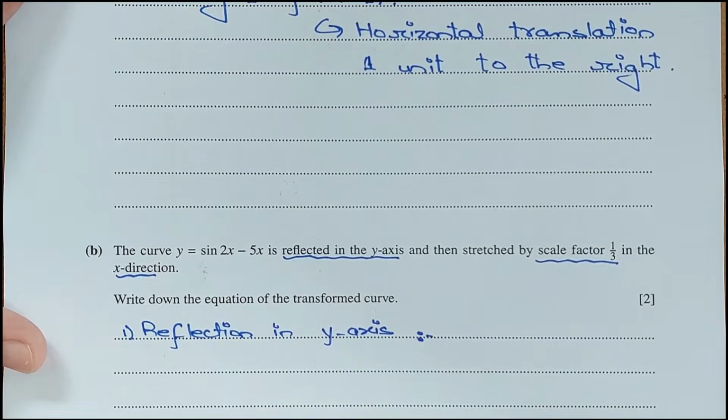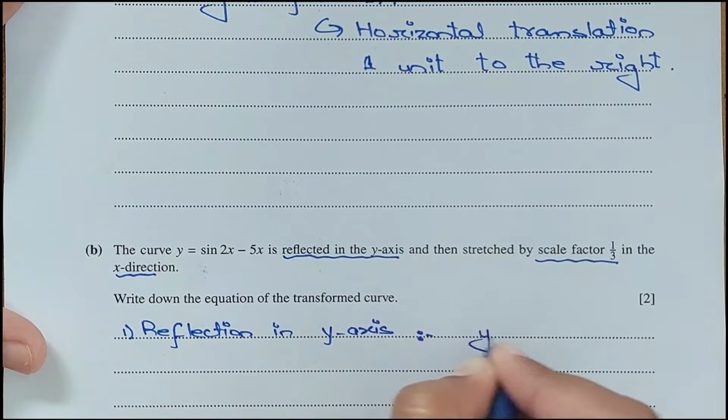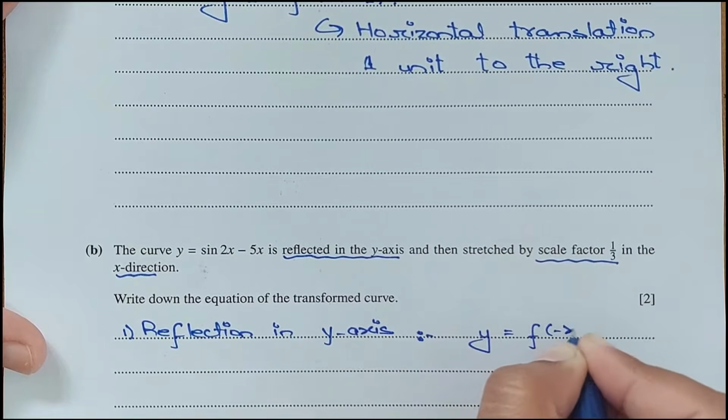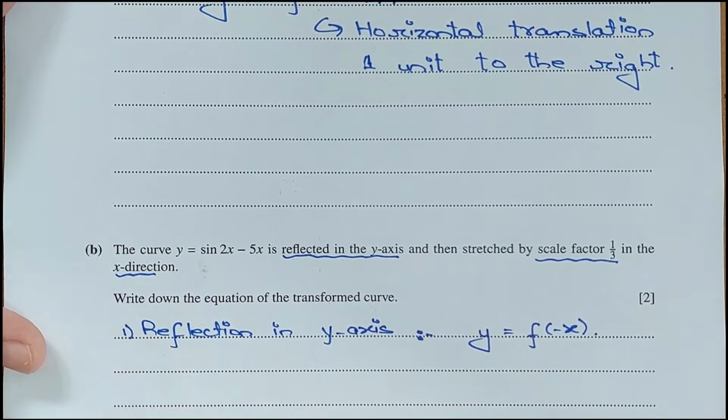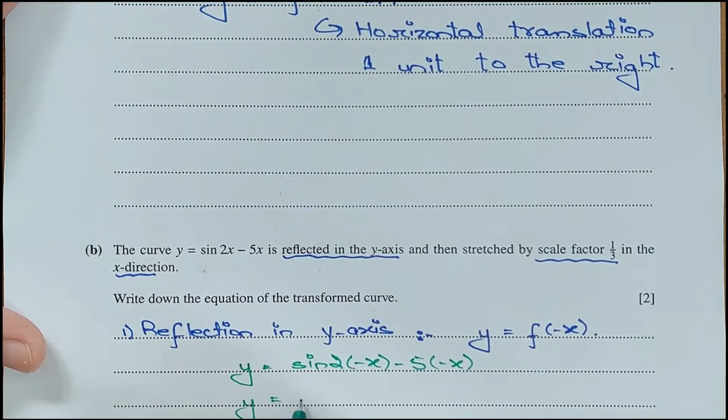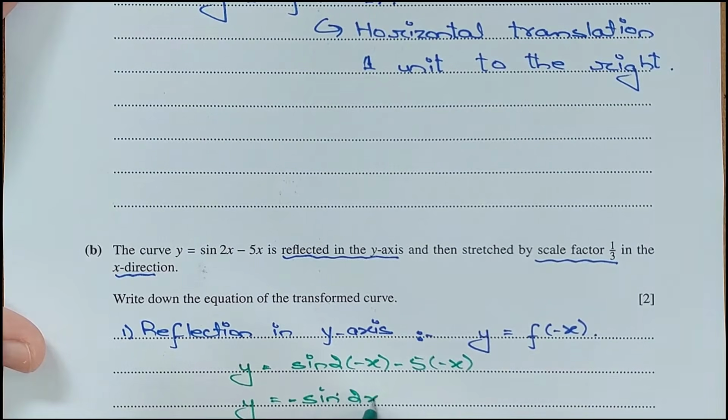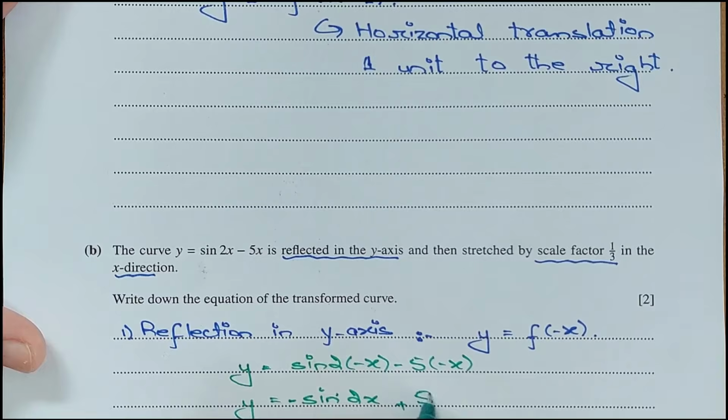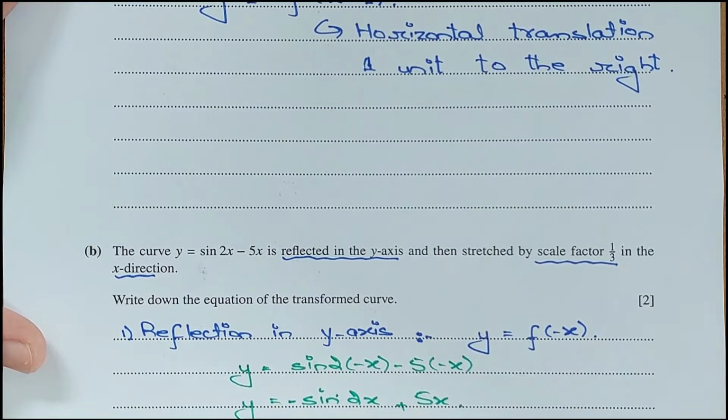Right, so when we have a reflection in the y-axis, we have the function y = f(−x). So here we have the function y = sin(2(−x)) − 5(−x). Sine is an odd function, so we have y = −sin 2x + 5x, right?